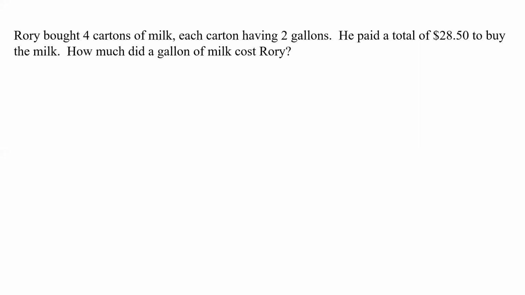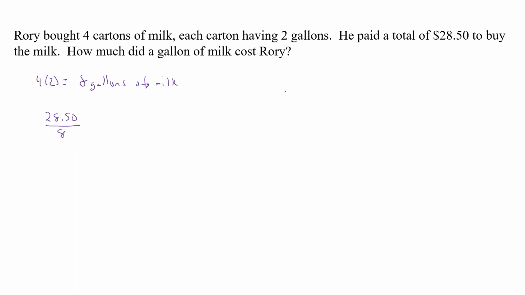Okay, well, let's think about this. We have 4 cartons of milk he bought, and each carton had 2 gallons. Well, that means he's going to have 4 times 2, which is going to be 8 gallons of milk. Now he paid $28.50 to buy the milk. So how much did a gallon of milk cost? Well, now we're going to take 28.50 divided by the number of total gallons, and that will give us how much it costs per 1 gallon.